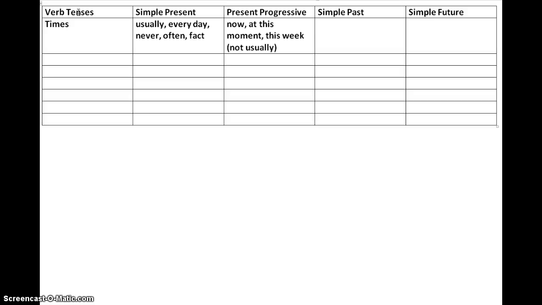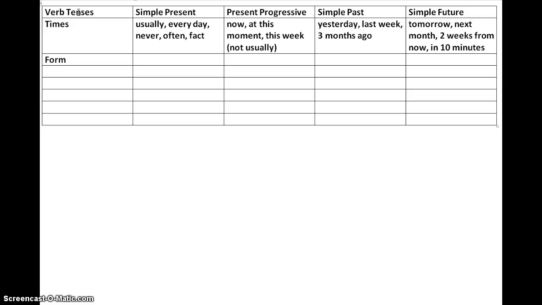In simple past, we're talking about yesterday, last week, last month. We use the word ago, 3 months ago. Simple future would be tomorrow, next week, next month, next year. Sometimes we say 2 weeks from now, or in 10 minutes. All of those indicate future time.